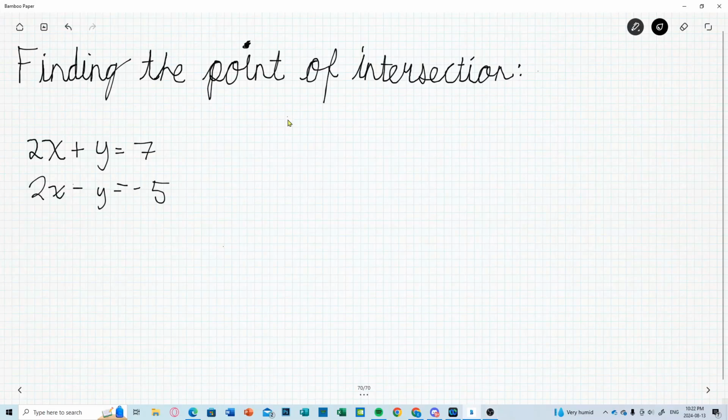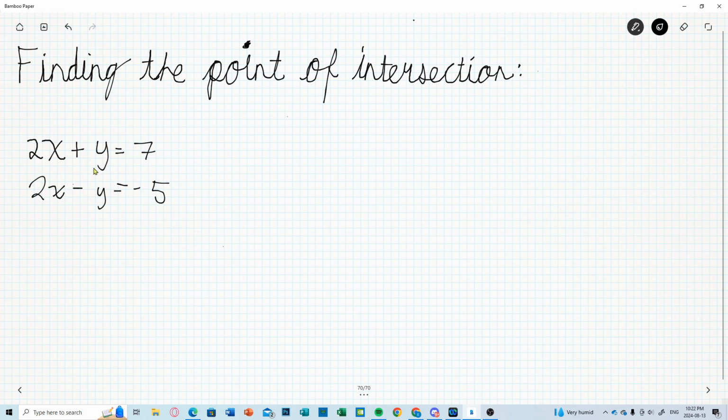Alright, so today we're going to be finding the point of intersection between two linear equations. So the first thing we need to do is look at our two equations, and we're going to want to set them equal to each other. The only way to set them equal to each other is by having one variable on one side and everything else on the other side.